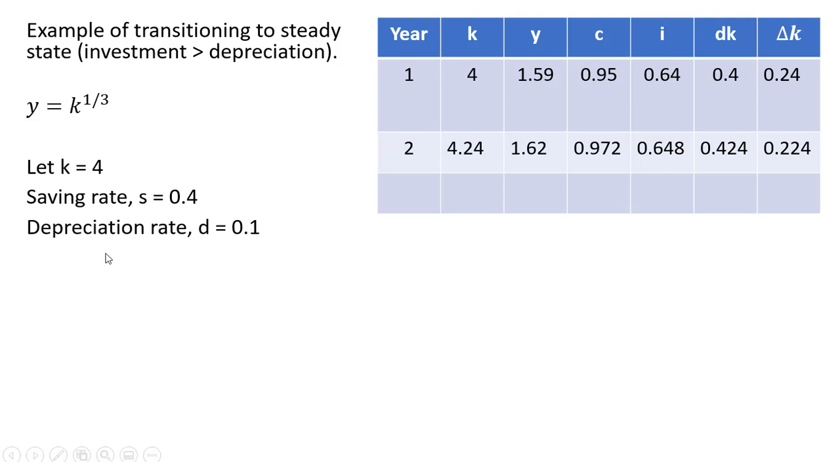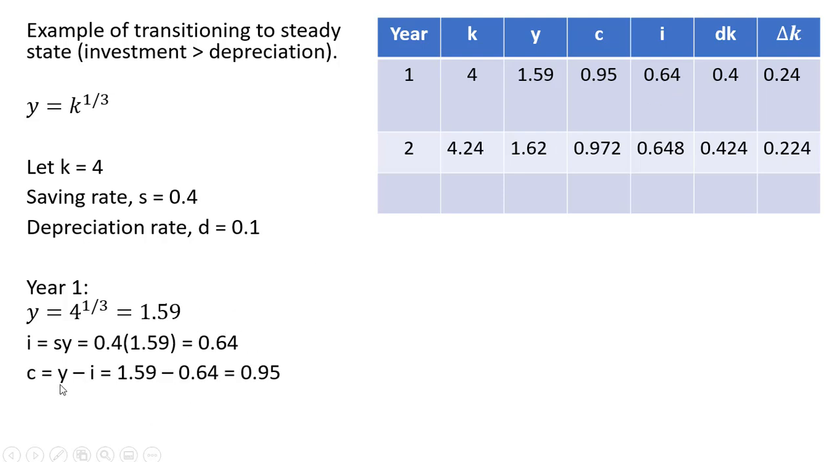So a few other things here: the savings rate, depreciation rate. So in year 1, again, if k equals 4, output per worker is 1.59. That means investment per worker, saving times output, 0.4 times 1.59, again the saving rate up here is 0.4, means investment will be 0.64. So that's where this 0.64 is coming from. The consumption is just going to be y minus I, or 1.59 minus the 0.64, or 0.95. So that's consumption per worker.